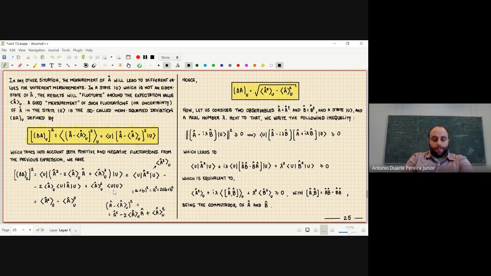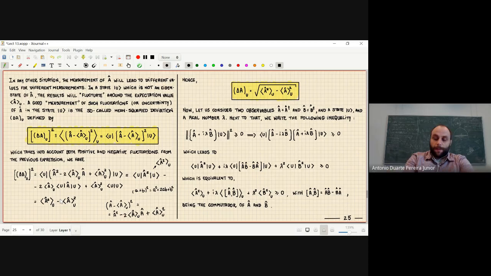Good. Then you can just see that this guy will be the expectation value of a hat in the state u, and all of it is squared. So you have this guy here, where here I have a factor of -2, and here I have a factor of +1, so I have this minus, and then you get this result.